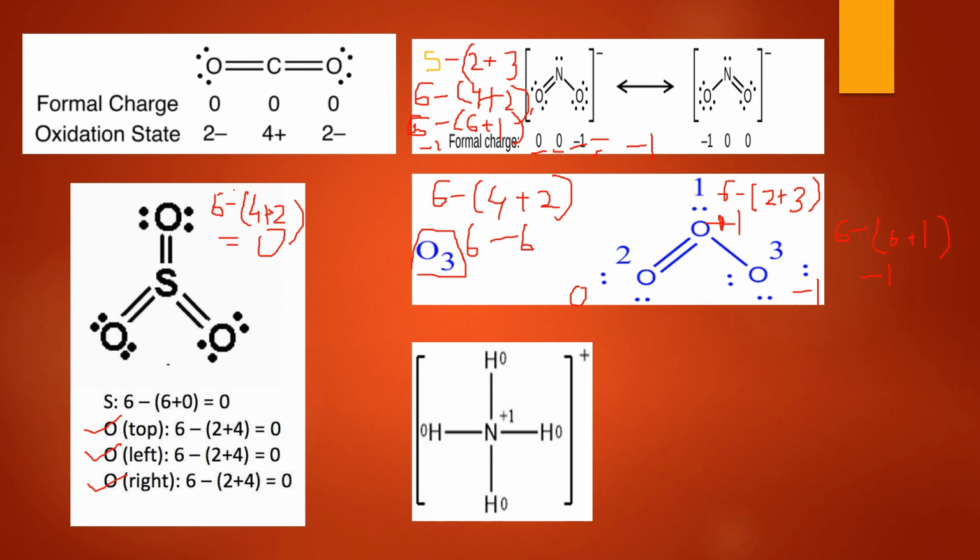Coming to the sulfur. Now sulfur is having 6 electrons again. Minus, there is no unshared pair of electrons, right? But there are 6 bonds. So 6 minus 6 is equal to 0. So in SO3 there is 0 charge on sulfur again. So this is the 0 charge on sulfur. Overall charge is also 0.